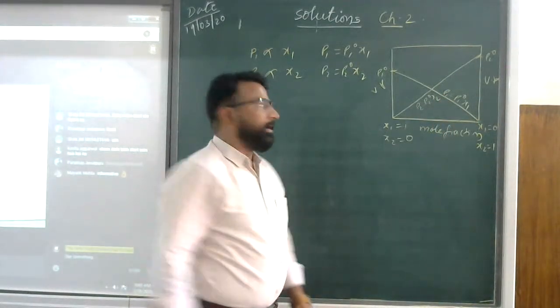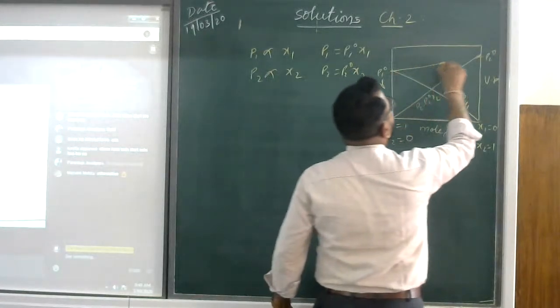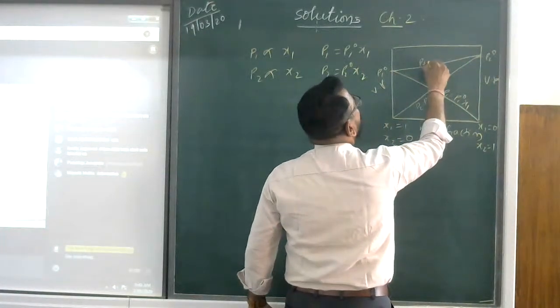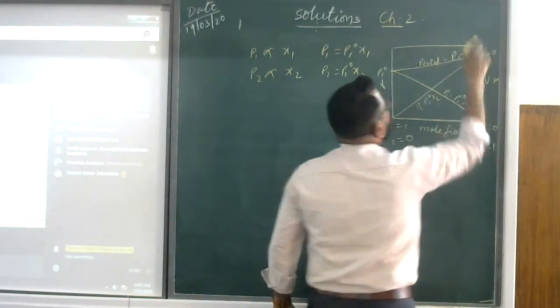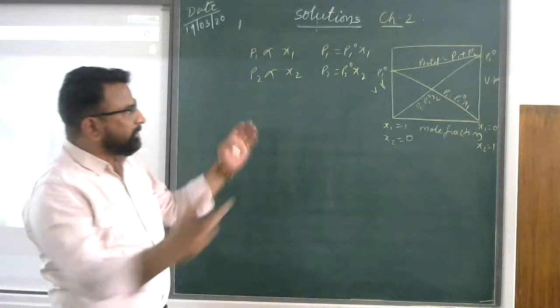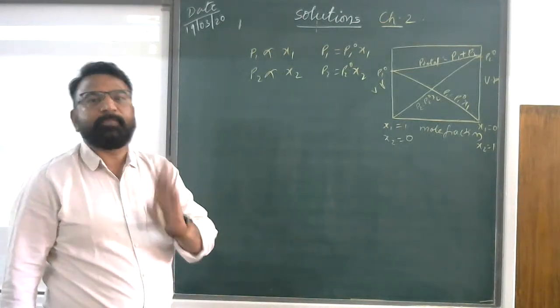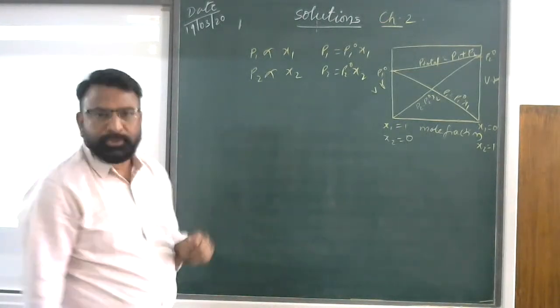Is it clear? Now, if you combine these two, then we get the P total. The P total is equal to what? P1 plus P2. So this is the combination of the two liquids. Is it fine? And both are volatile in nature. So this was the Raoult's law graph.